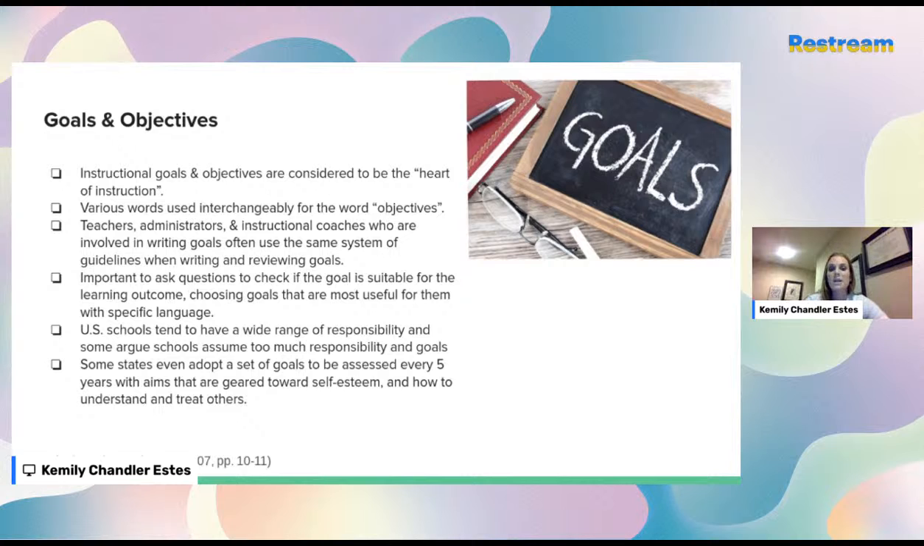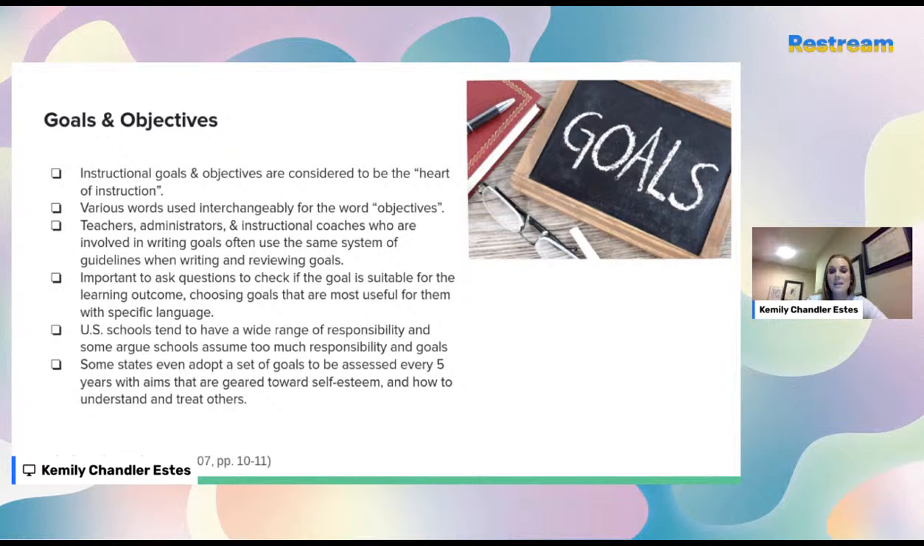Teachers, administrators, and instructional coaches who are involved in writing goals often use the same system of guidelines when writing and reviewing those goals. The book mentioned a guideline and listed a table with the guidelines. In a second, I'll show you some ideas that I found also through research.